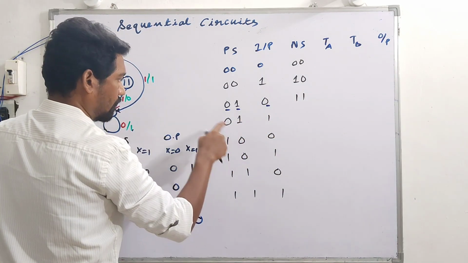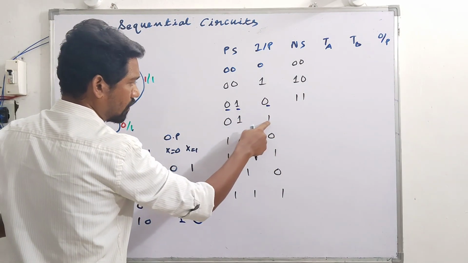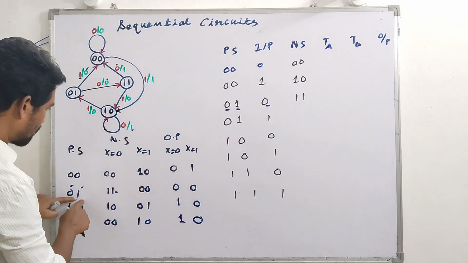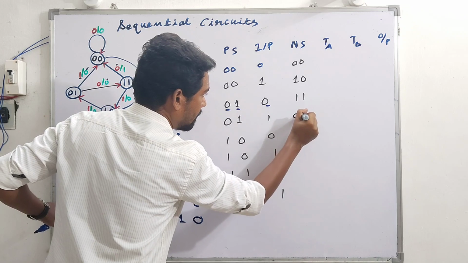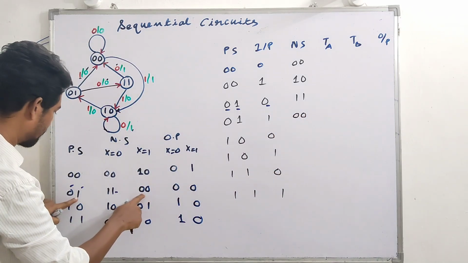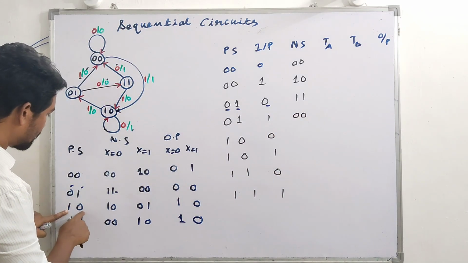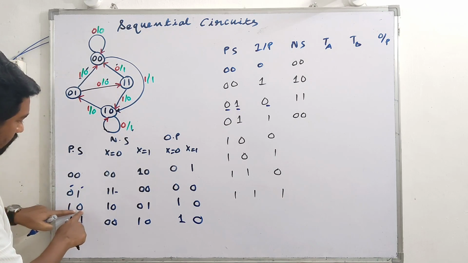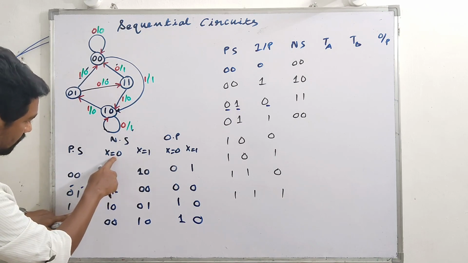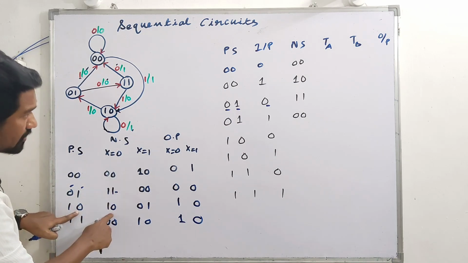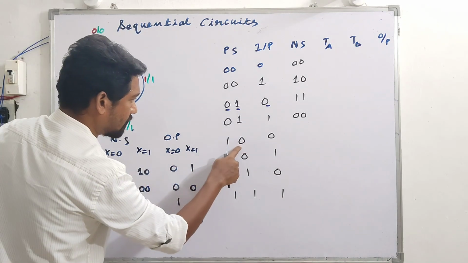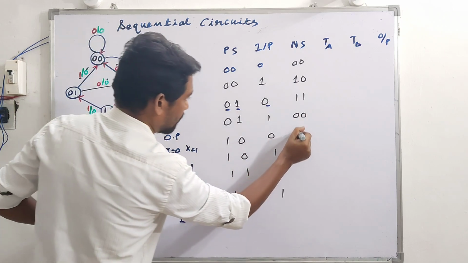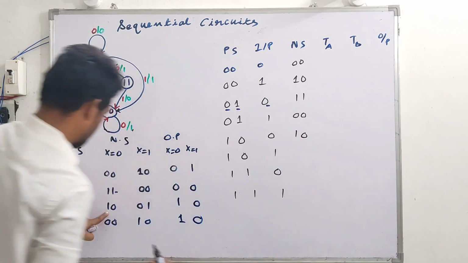For the state 0 1 with the input 1, the next state is 0 0, that is obtained from the state table itself. And for the present state 1 0 with input x equal to 0, the next state is 1 0.